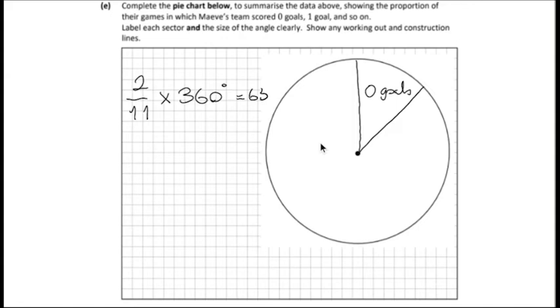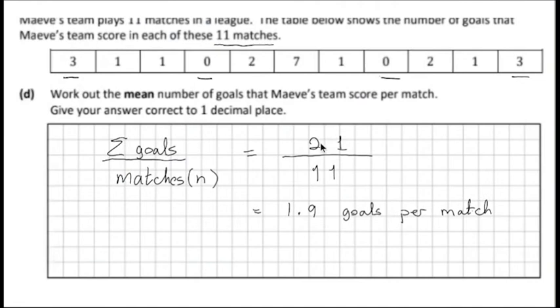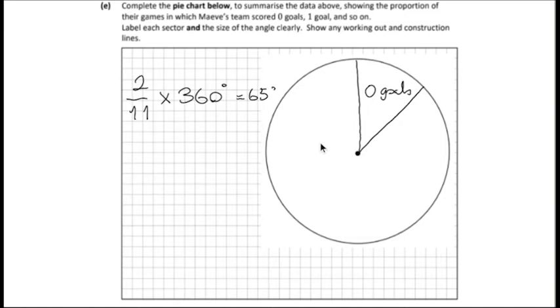We can do this for all the other numbers of goals. So for instance, if we look at the 7, we can say that there's one instance of that. So for the 7 goals, there's one instance. And we can say 1 over 11 multiplied by 360 degrees. And that will give 32.72 degrees, approximately 33 degrees.